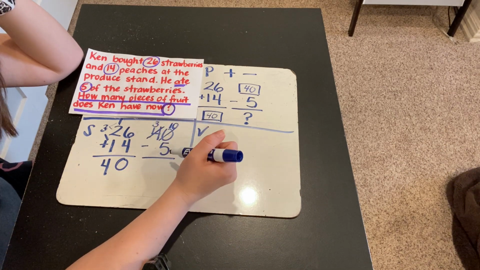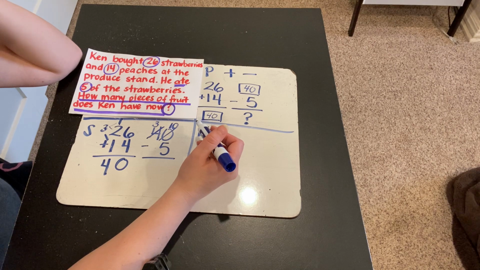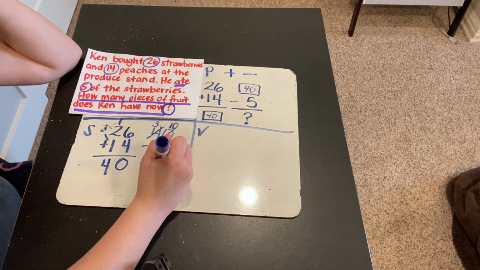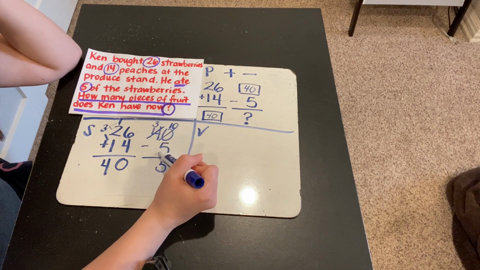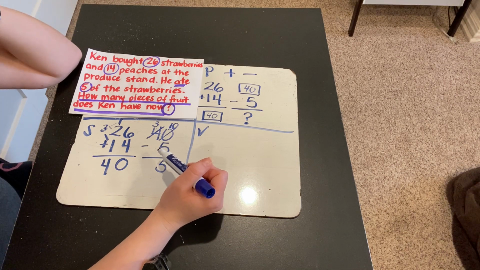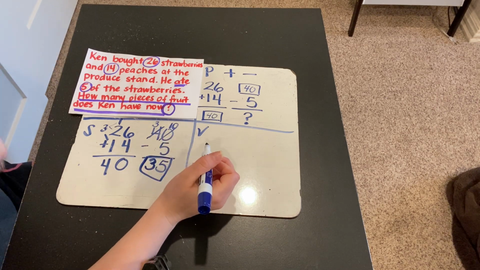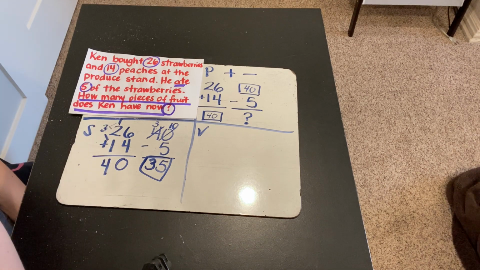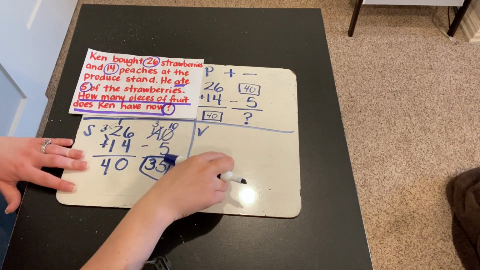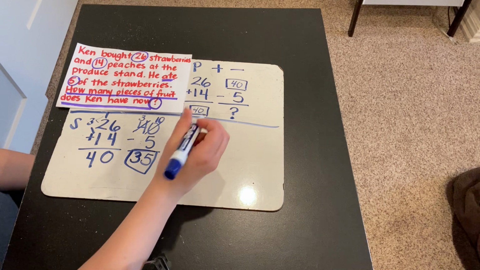Okay, now 10 minus 5. Can we take 5 away from 10? Yes. What is 10 minus 5? 10 minus 5 equals 5. Okay, and then in our tens place, we have 3 take away nothing. What would that equal? 3. So now we have an answer, 35. How many pieces of fruit does Ken have now? Looks like he probably has 35, but we're not going to say 35 until we check our work in a different way. This time I'm going to draw a base 10 block model to solve my problem.